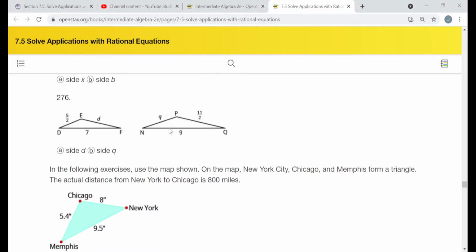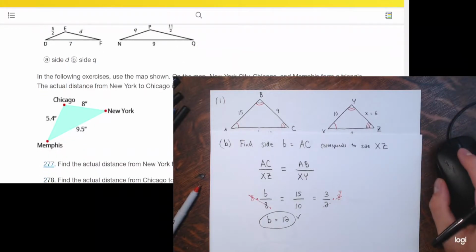It's not the same picture, but it's the same type of problem. I'm given 2 triangles, and I'm told that they are similar. I'm not told how, so I'm going to assume that D corresponds to N, E corresponds to P, and F corresponds to Q. I'm going to assume that based on this picture. All right, so let me pull up the website. So you see the picture in the upper left corner of the page here.